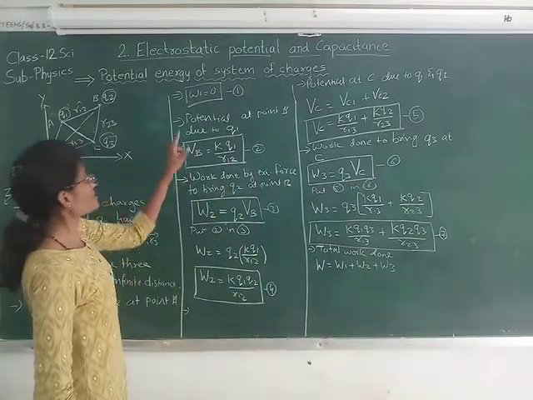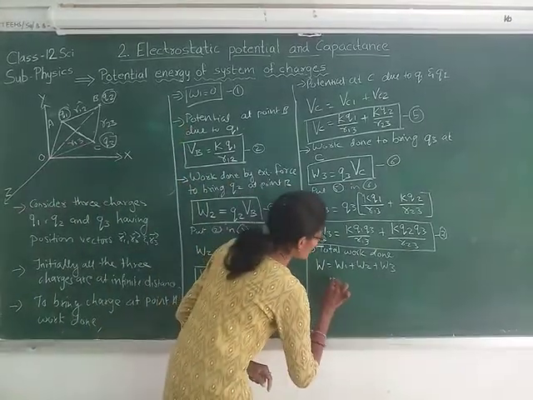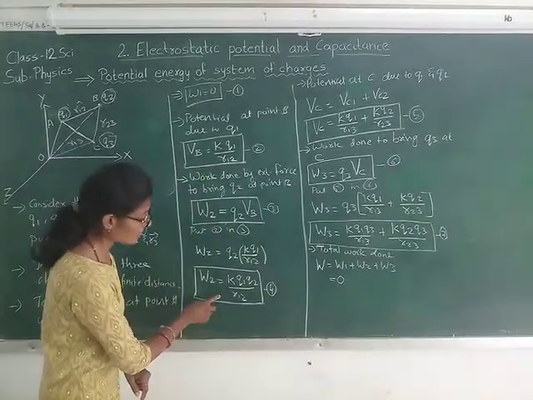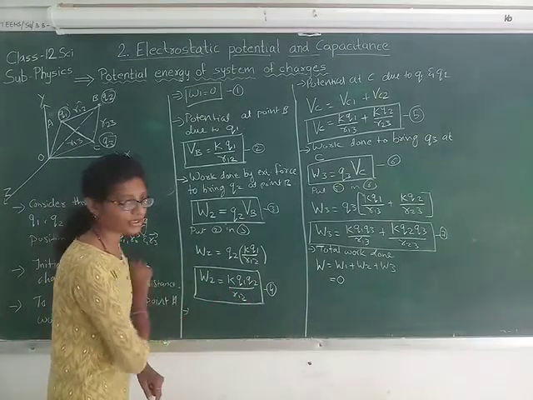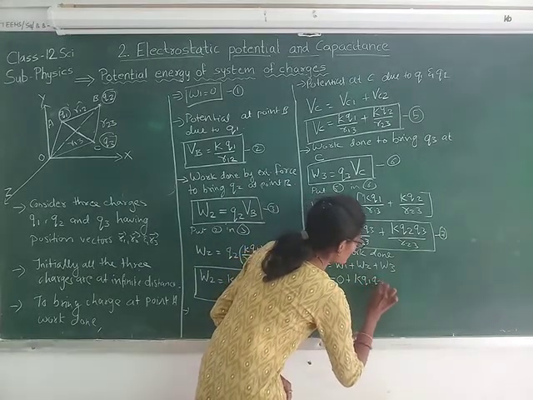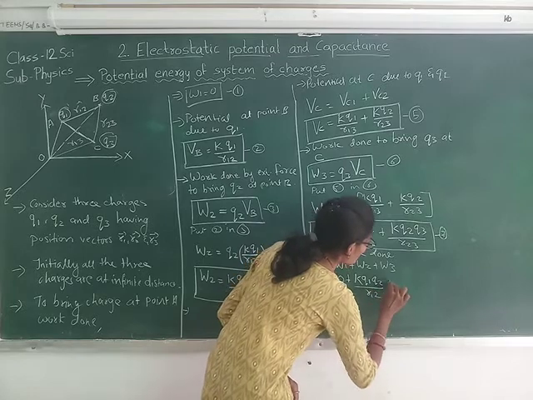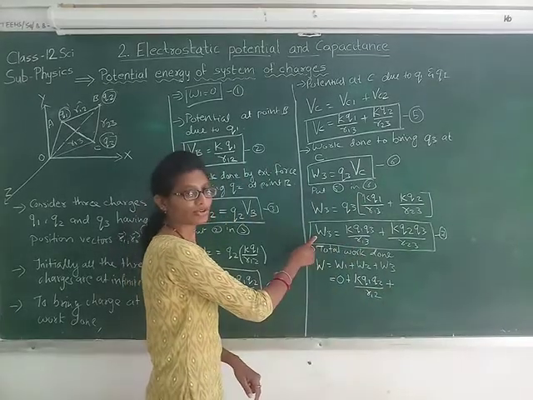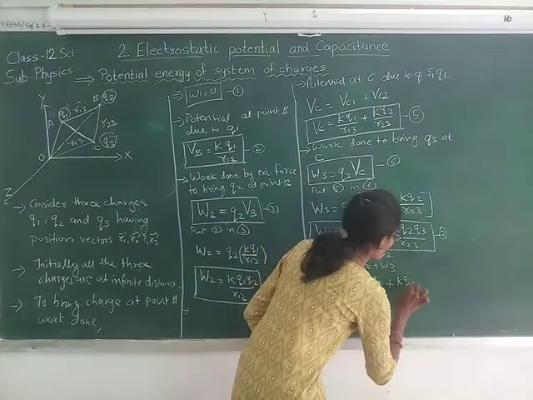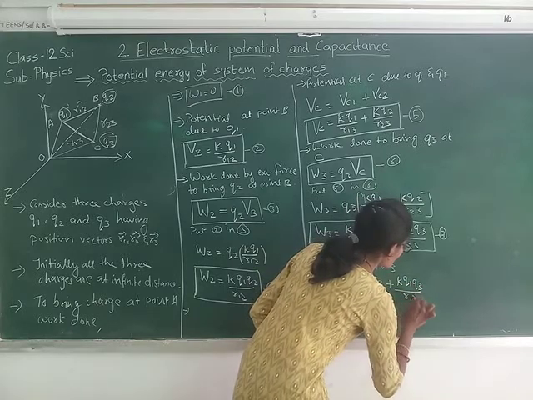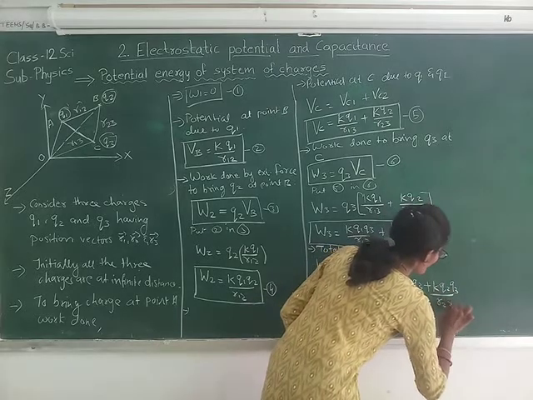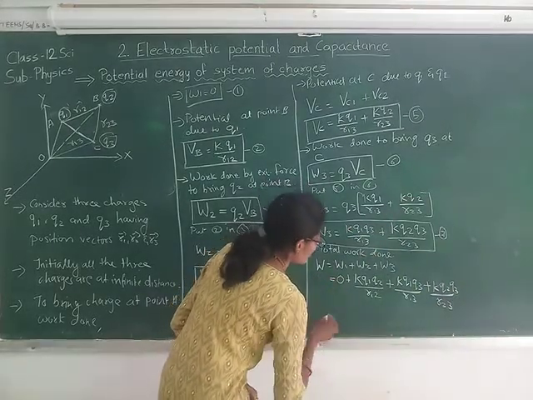Now from equation 1, W1 is 0. W2 from equation 4 is K Q1 Q2 upon R12. Now W3 from equation 7 is K Q1 Q3 upon R13 plus K Q2 Q3 upon R23, right?